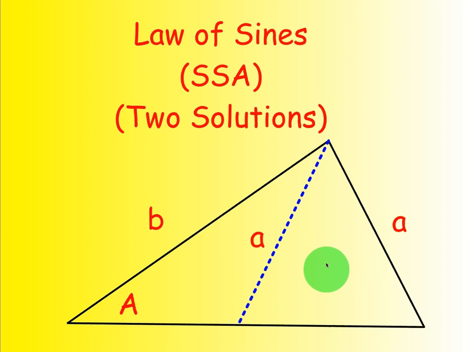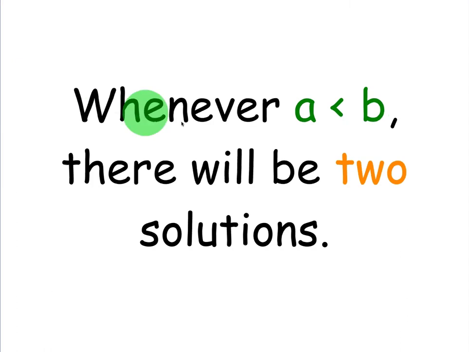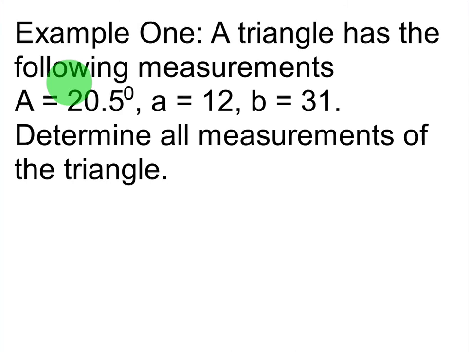So that's why it has two solutions, and we're going to tackle that today and solve for both possible triangles, because you could either get this triangle back or you could get this big one back. So here we go. Whenever little a is smaller than little b, there will be two solutions, okay? Two possibilities.